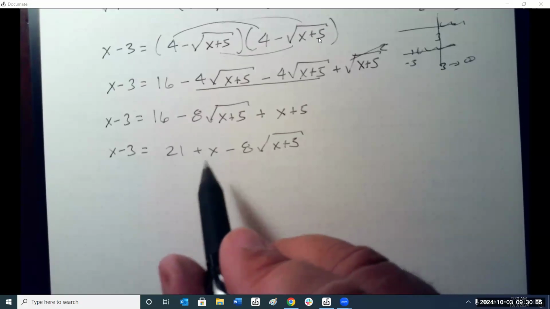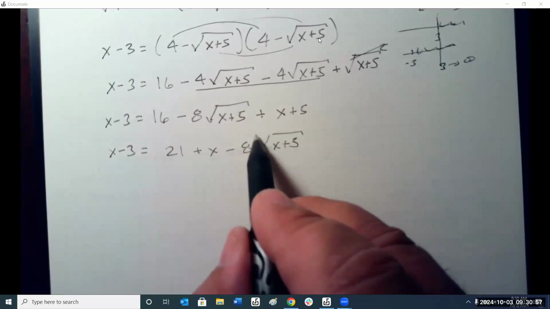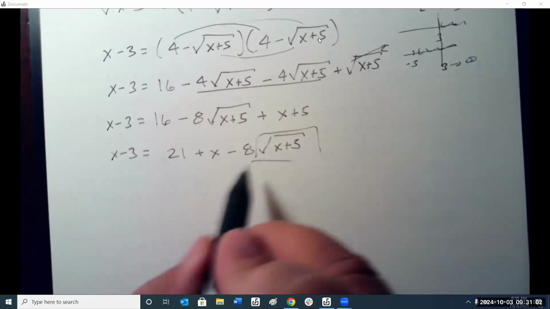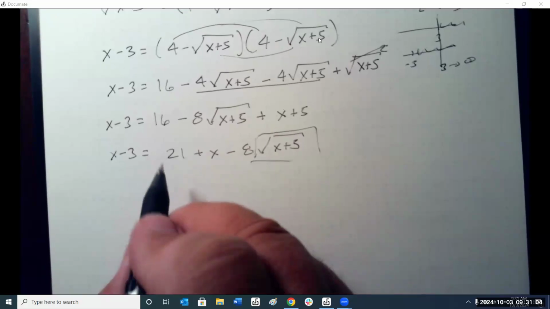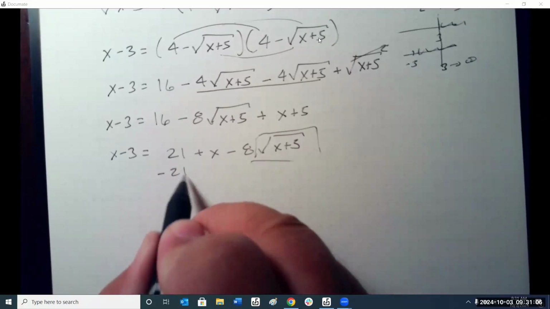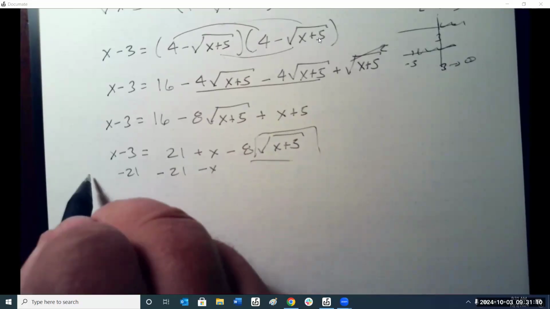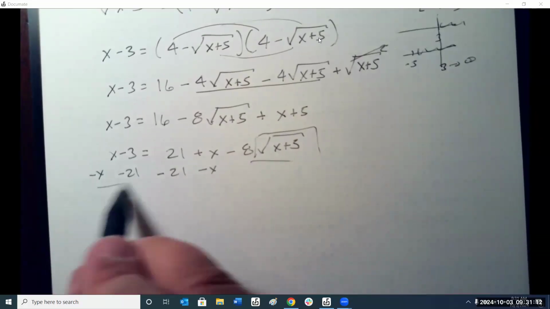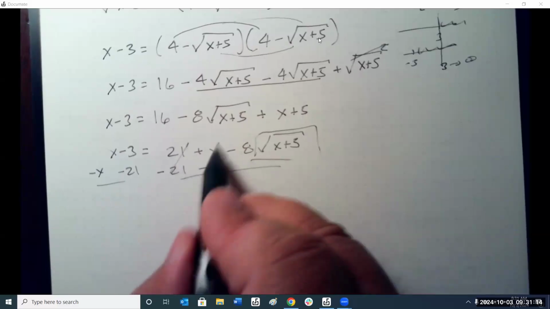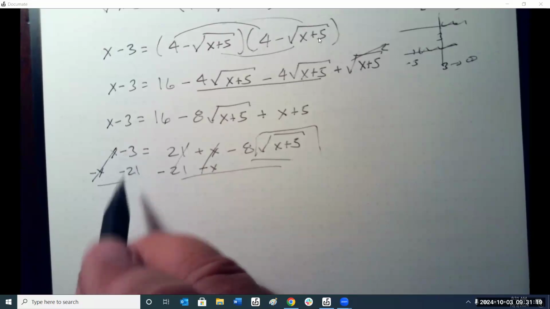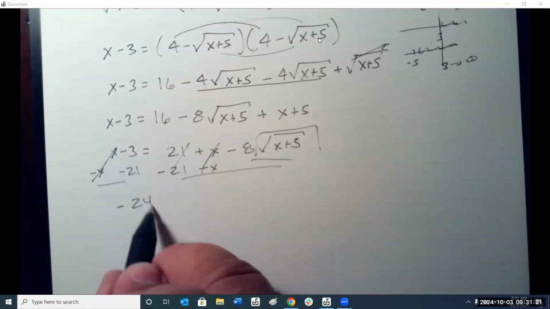Okay, now we can't go any further. We have to isolate this radical, so get rid of everything else. No, we can't get rid of the 8 now. That's multiplied. So we have to first subtract 21, then subtract an x. So those cancel. x minus x cancel. Negative 21 minus 3 is negative 24.